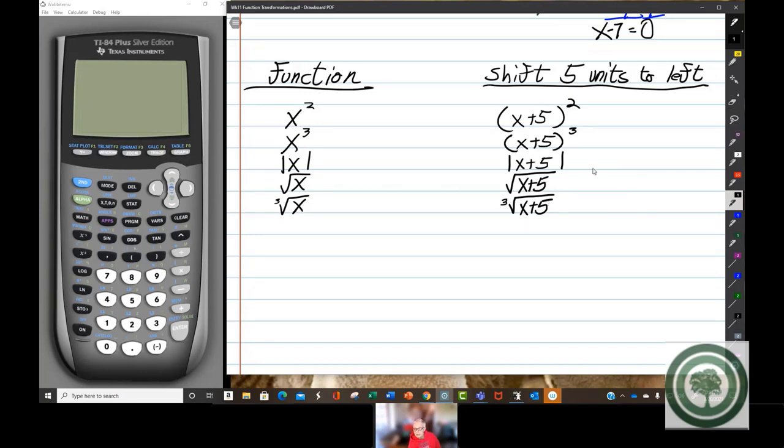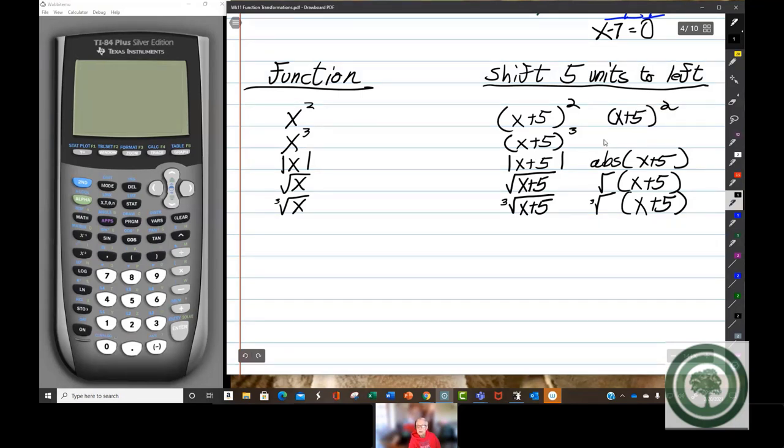For people with the older operating system, you're going to have abs x plus 5, square root x plus 5, cube root x plus 5. And I think this stays the same. Oh, actually with the older operating system, parentheses x plus 5. No, you're going to get a squared, but parentheses x plus 5, to get a cube, you have to go caret 3.